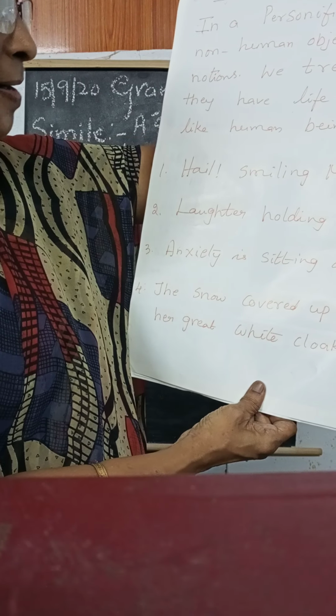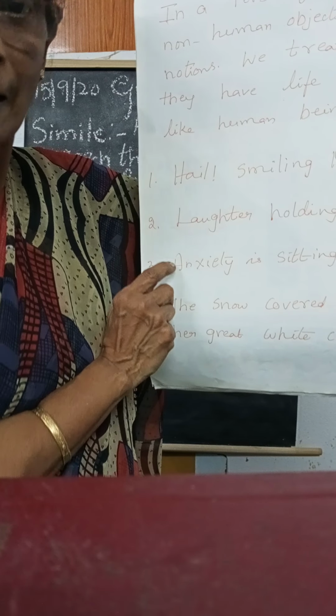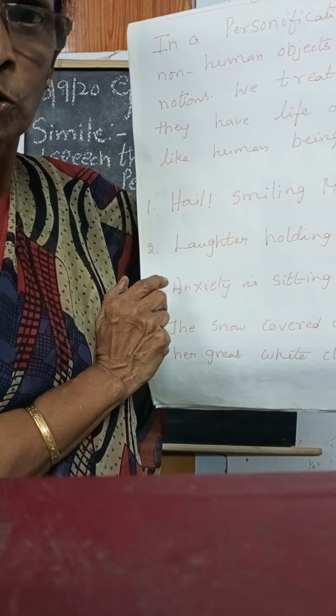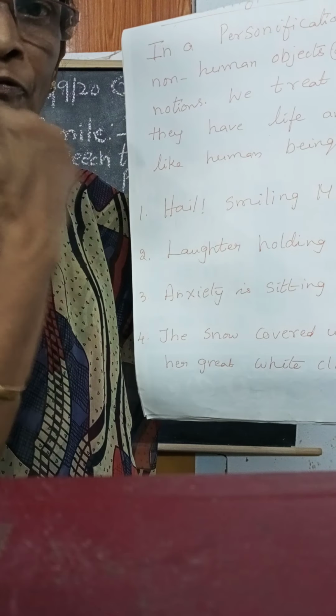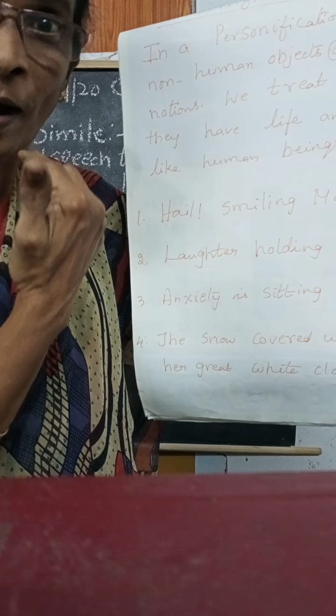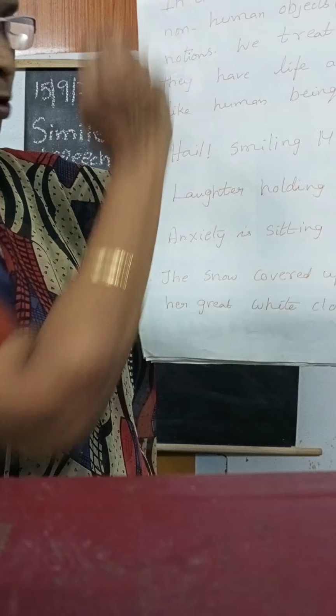Third one, "Anxiety is sitting on his face." Here, anxiety is the abstract noun. We are comparing anxiety as a person, sitting on the face. Is this possible? Where it is not possible, we are taking the abstract noun. So that is known as personification.